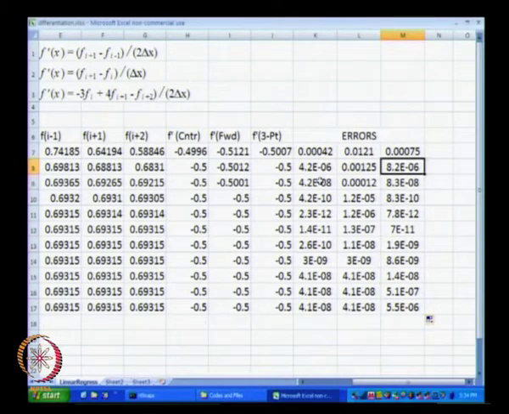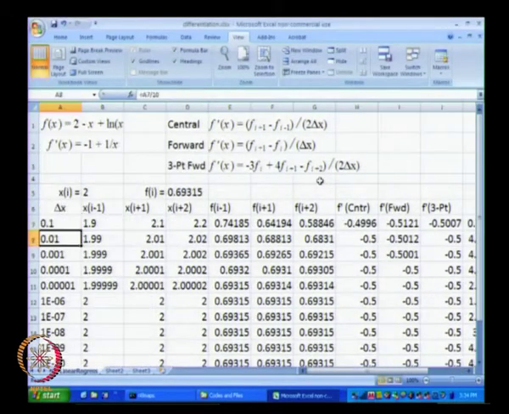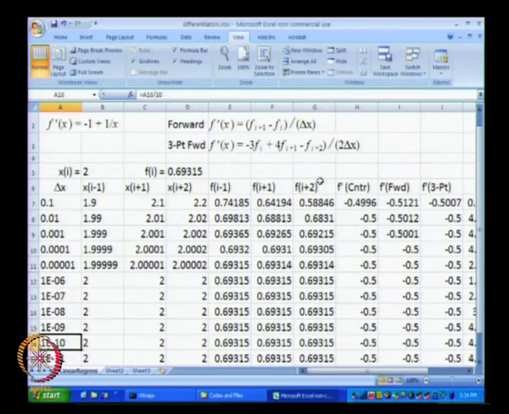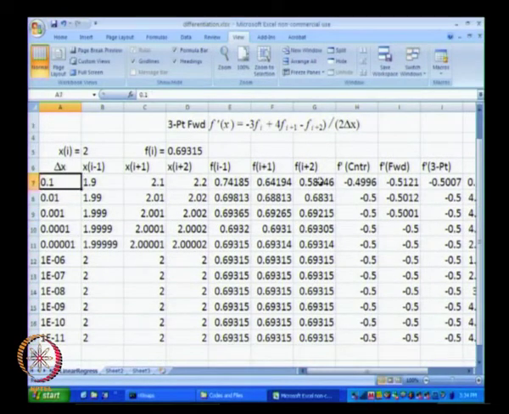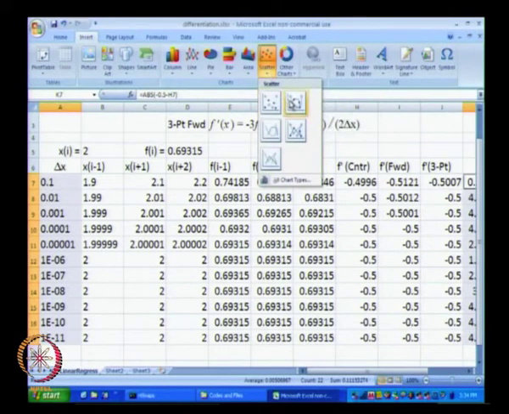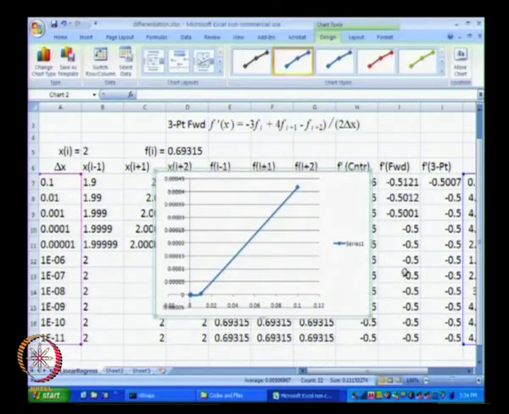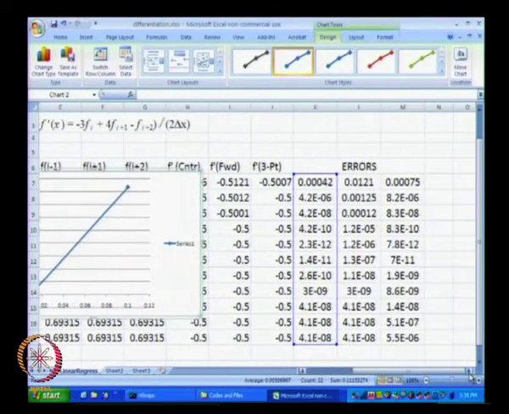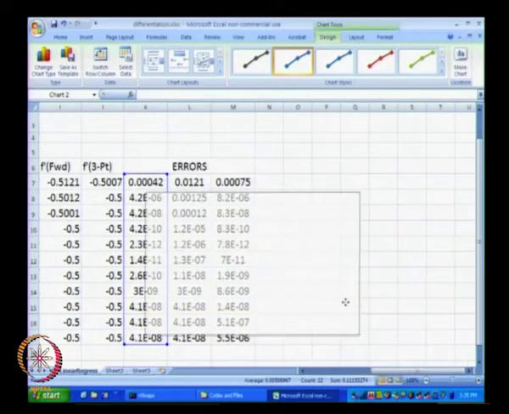So what we will now do is we will plot our errors against delta x. So I will just go out of the full screen mode, so that I can include the plots. So what I will do is I will select this delta x and I will select this error, and then I will go on to insert, and I will insert a scatter plot. Okay, so this is the plot that I have inserted over here.